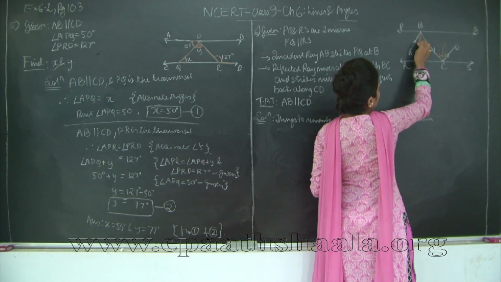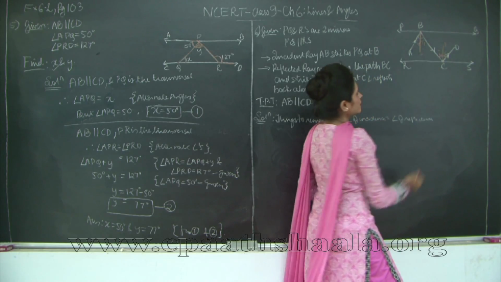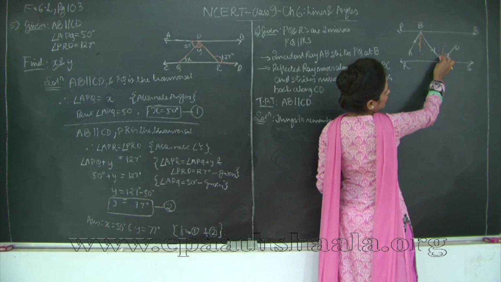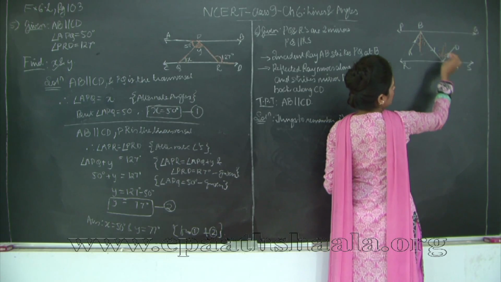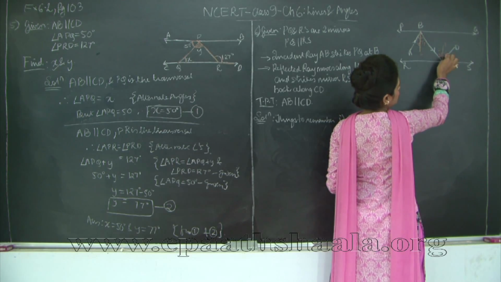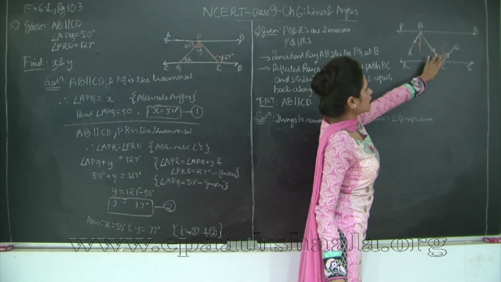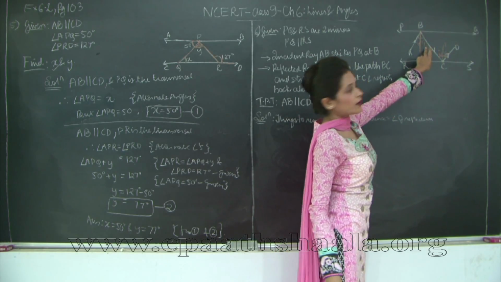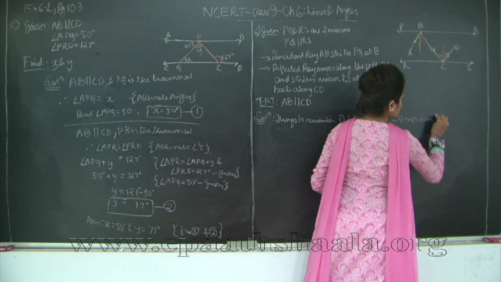So I'll call this I1 and R1. I have I1 equal to R1. Similarly, for this angle of incidence for ray BC, I'll call this I2 and I'll call this angle of reflection R2. Correct? So I have I1, R1 and I2, R2. So I1 is equal to R1 and I2 is equal to R2. So this is according to laws of reflection.